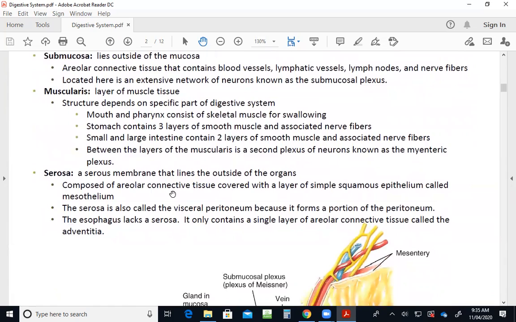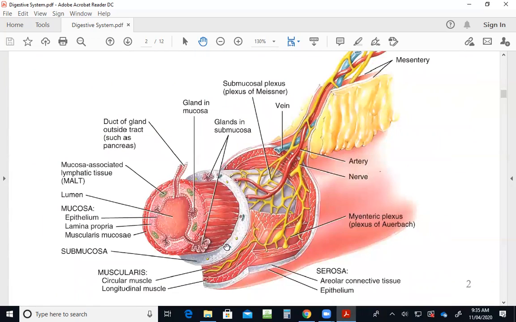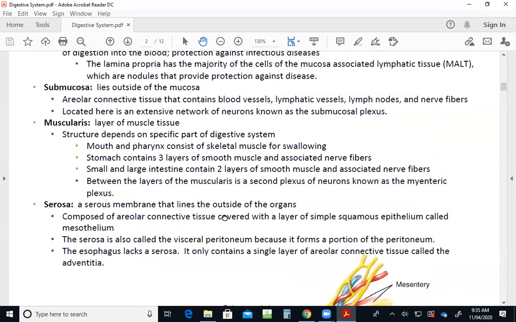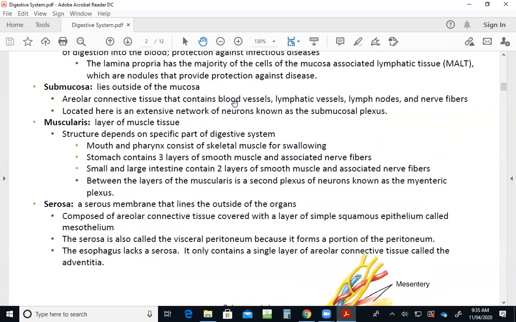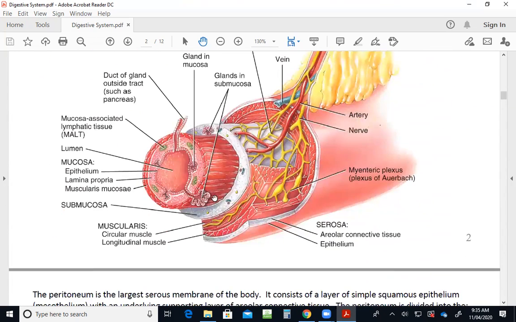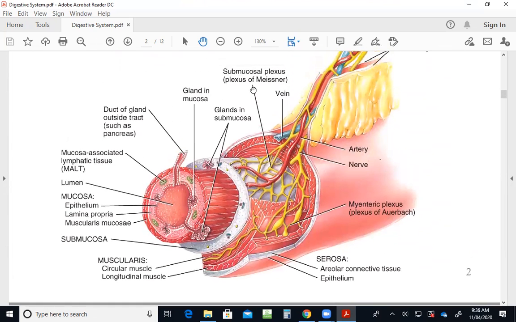All right, surrounding the mucosa is a submucosa shown here in white. The submucosa is made up of areolar connective tissue, a lot of blood vessels, lymphatic vessels, lymph nodes, and nerve fibers here, along with glands that connect to the lumen of that tract by having ducts that penetrate through the mucosa. Okay. Associated with our submucosa is what we call a submucosal plexus. The submucosal plexus is a network of neurons that controls the secretion of those glands of the submucosa. So it can trigger the release of digestive juices into the tract or shut it down.